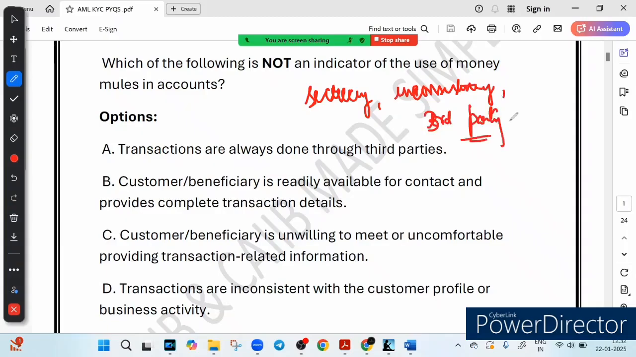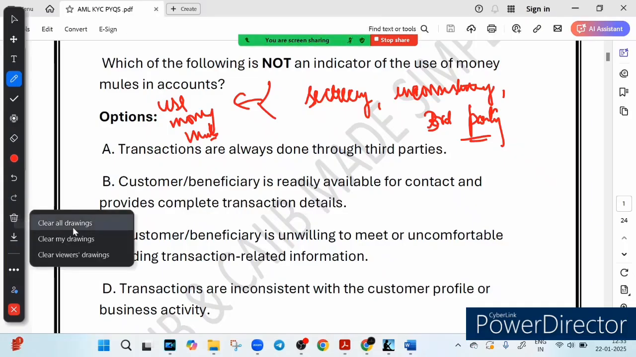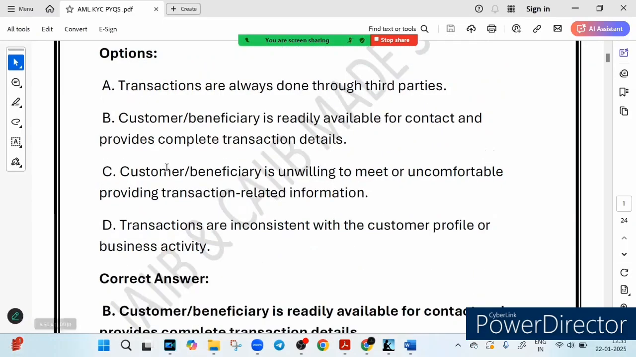The main motive is to use money mules, right? But if a customer is straightforward and cooperative, like in option B you can see, then they are not a money mule. I hope this helps you understand the concept regarding the money mule. Now let's move on to the next question.